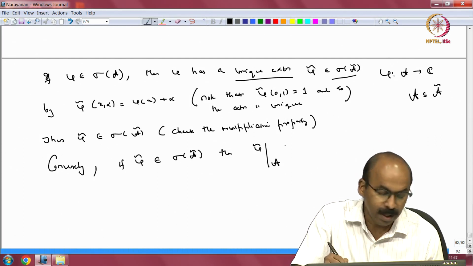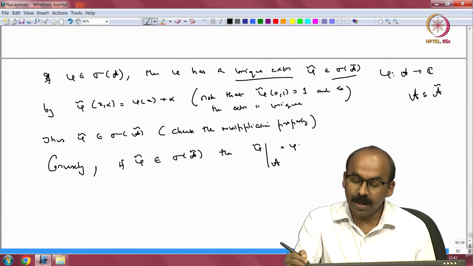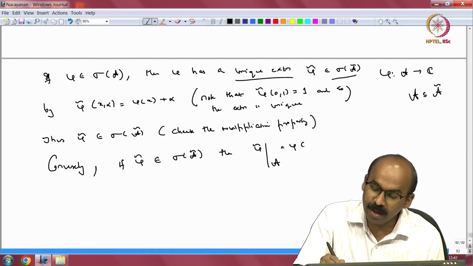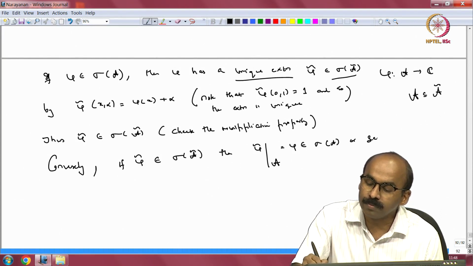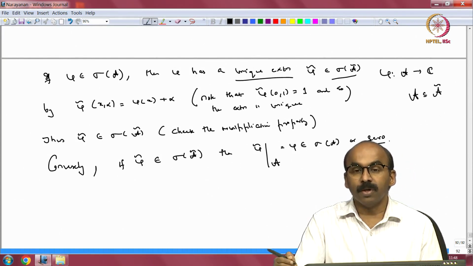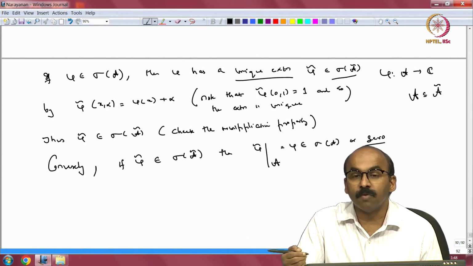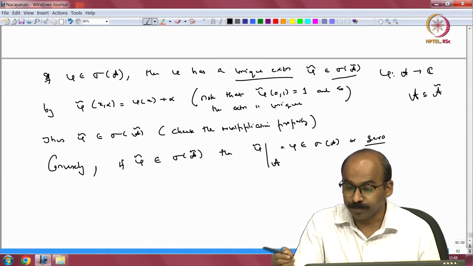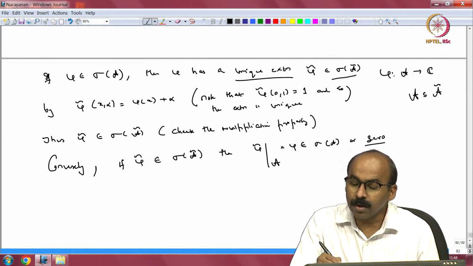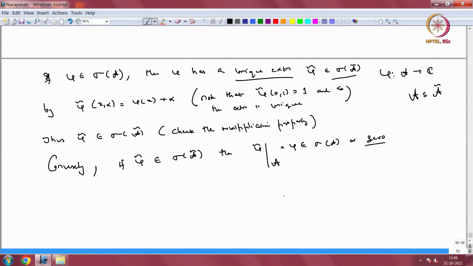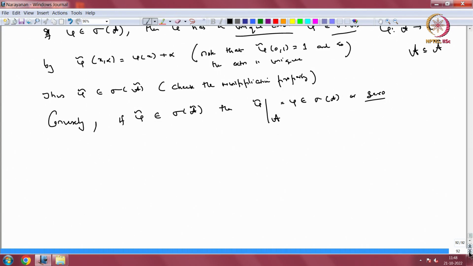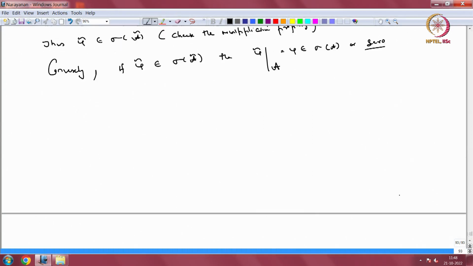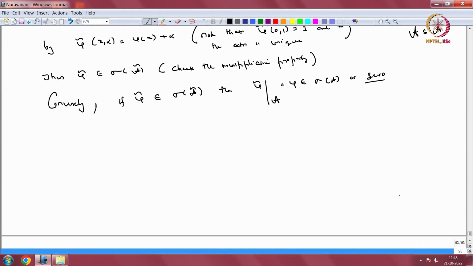So let us call this phi. Phi tilde restricted to A could be phi in sigma A or 0, because you are restricting to a smaller subspace of codimension 1. So it can be 0. It is either non-zero, in which case it is a multiplicative linear functional, or it is 0. Okay, so let us see in particular.